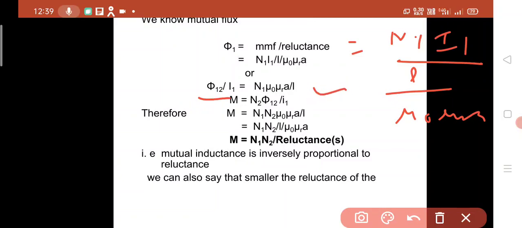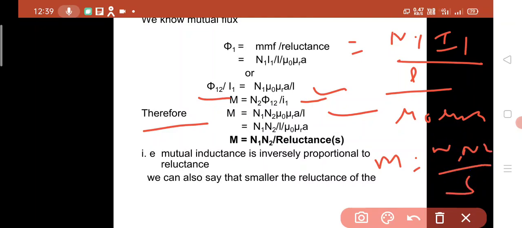So M is equal to N2 phi 1 by I1. Therefore M is equal to N1 N2 mu naught mu r A by l, which is N1 N2 by S, where S is the reluctance.